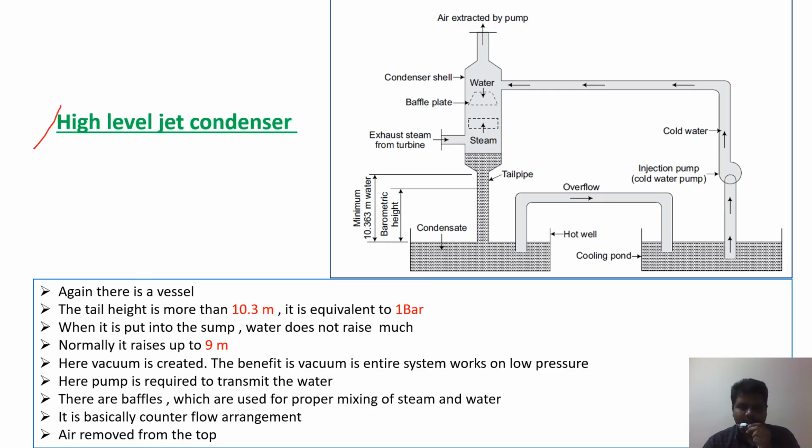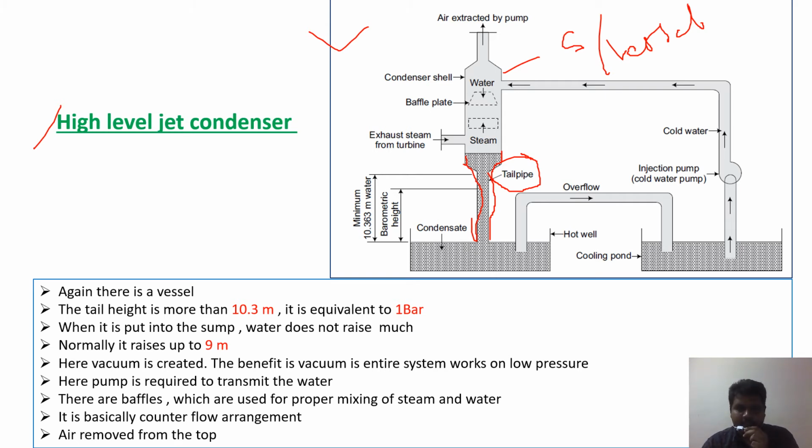The next type of jet condenser is the high level jet condenser. As you can see, this is the schematic of the high level jet condenser. This type also will have a shell or vessel. This vessel at the bottom is connected to a pipe. This pipe is known as the tailpipe.